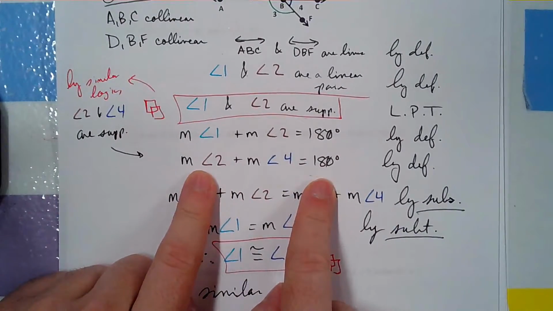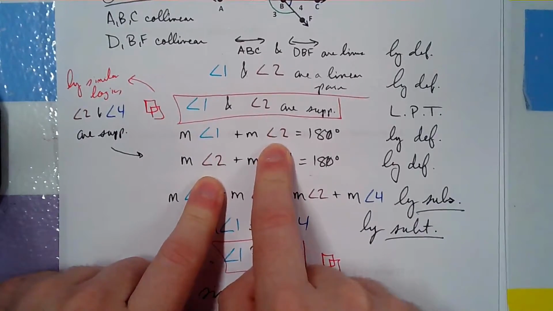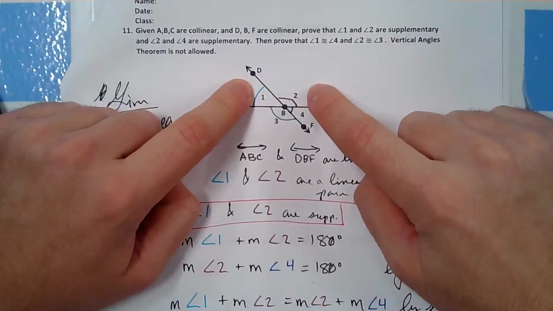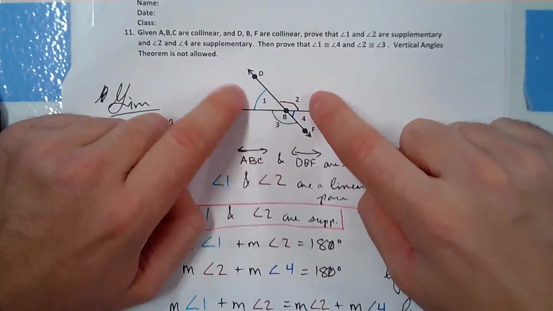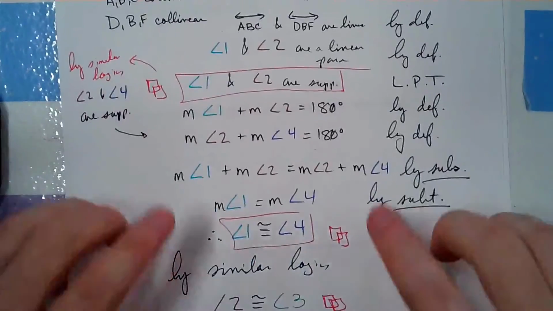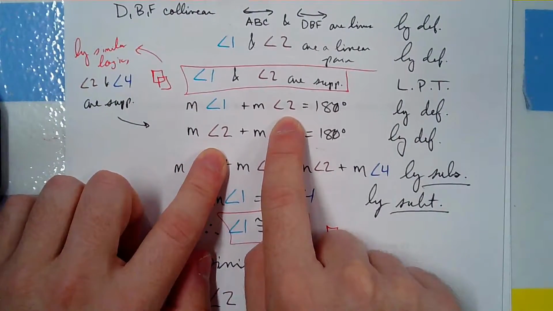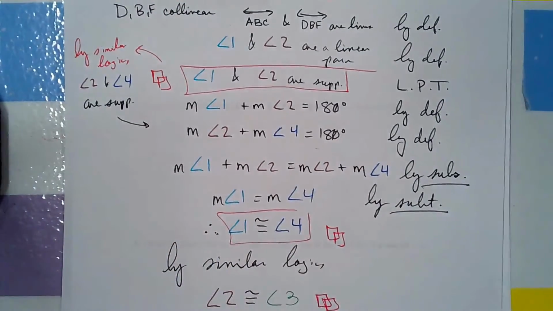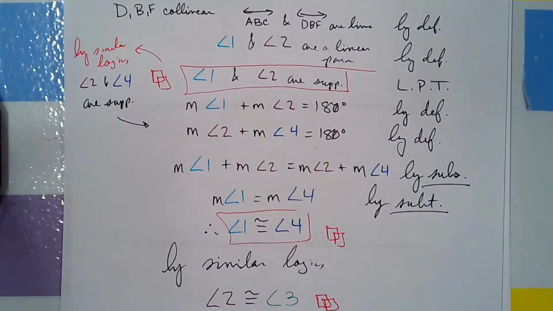Now remember, I chose 1 and 2 and 2 and 4 because they have something in common. I know 1 and 2 are supplementary. I know 3 and 4 are supplementary, but they have nothing in common, right? Make sure you choose a set of angles that has something in common. That way when we subtract them, they go away. Otherwise, you have to switch stuff out. Not fun.